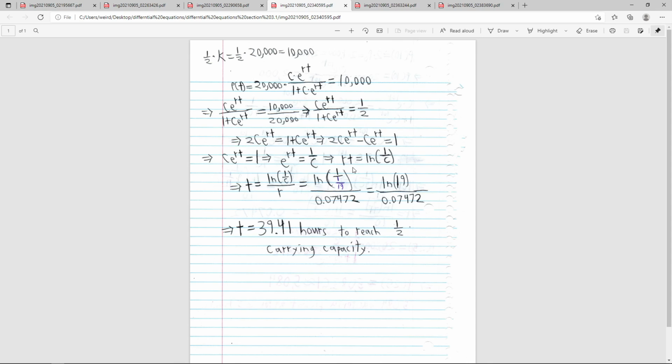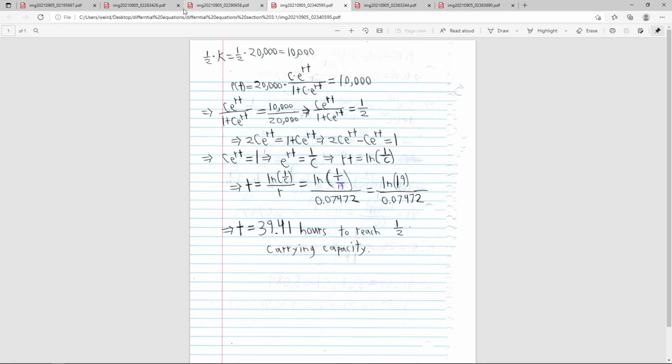Then we take the natural log of both sides. We get rt equals ln of 1 divided by C. Divided by r, we get t equals ln of 1 divided by C, all divided by r. Plug in 1 divided by 19 for C. So 1 divided by 1/19 becomes 19, ln of 19, all divided by 0.07472. Plugged in a calculator, you get 39.41 hours to reach 1/2 carrying capacity, and that's our answer.